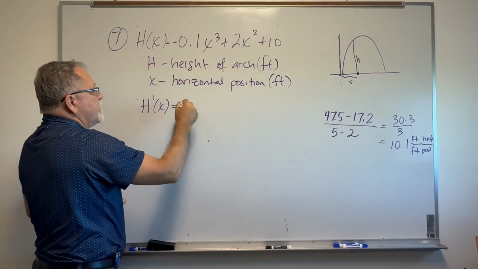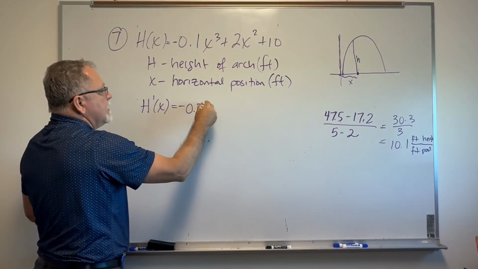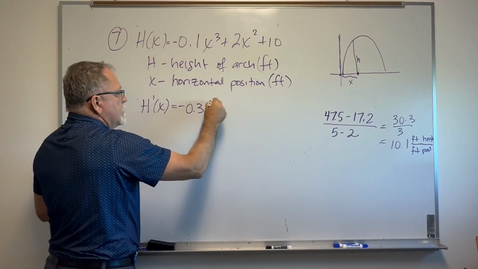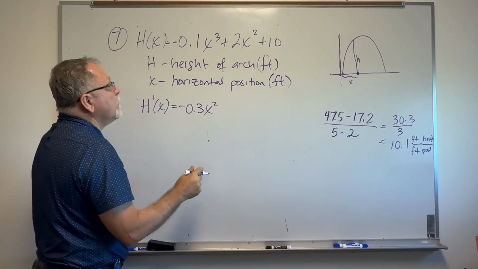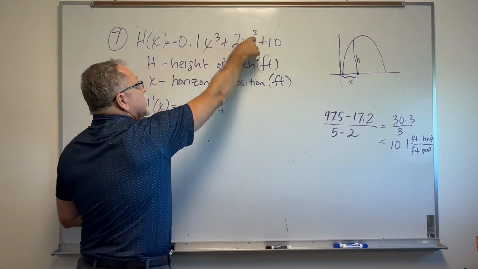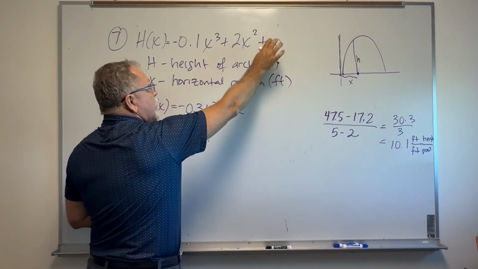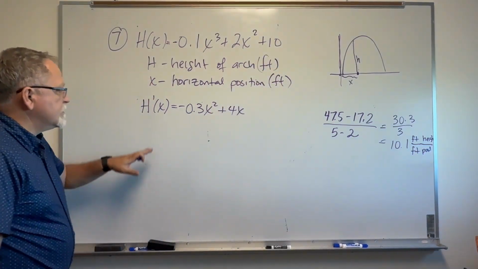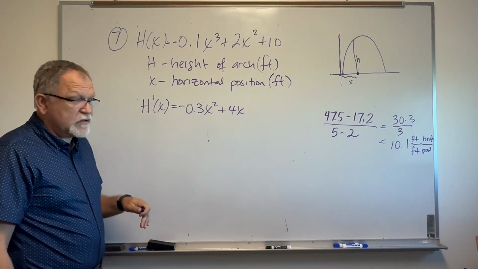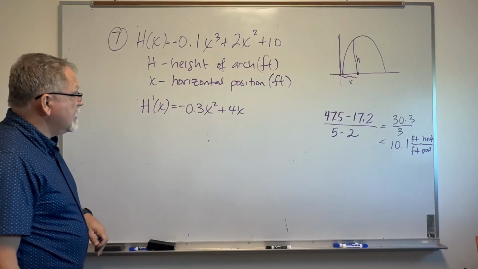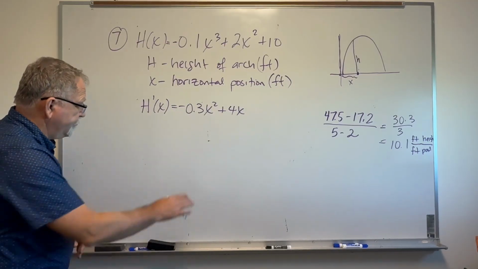Bring the 3 down in front, so I get negative 0.3. Drop the exponent by 1, that's 2. I'm applying the power rule here. Plus, the 2 times the 2 is the 4. Drop the exponent by 1. And then the derivative of a constant is, of course, 0. So this function gives the instantaneous rate of change in the height as the position varies.